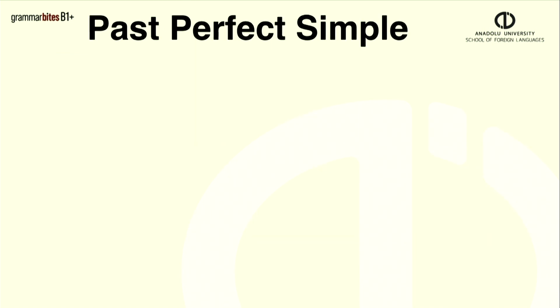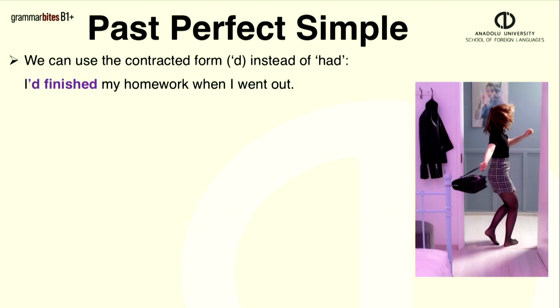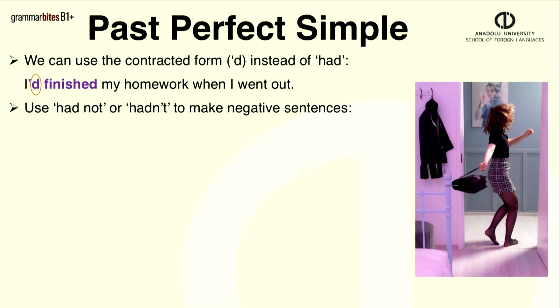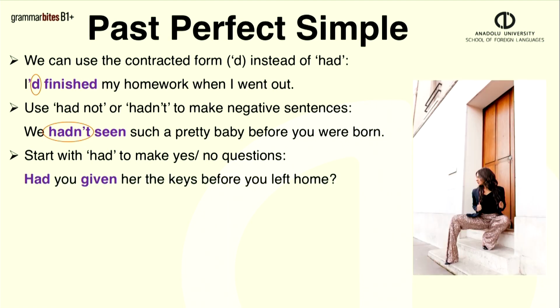Here are some grammar reminders about the past perfect simple. We can use the contracted form 'd instead of had. I'd finished my homework when I went out. We can use had not or hadn't to make negative sentences. We hadn't seen such a pretty baby before you were born. We can start with had to make yes/no questions. Had you given her the keys before you left home?